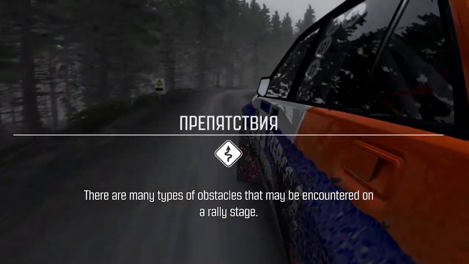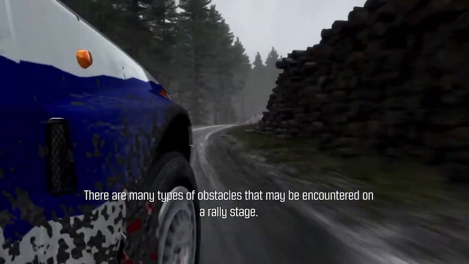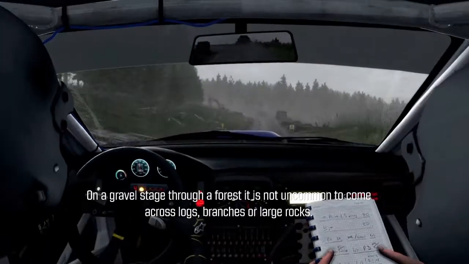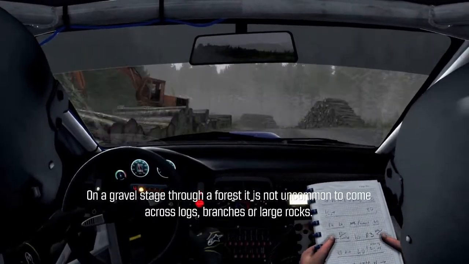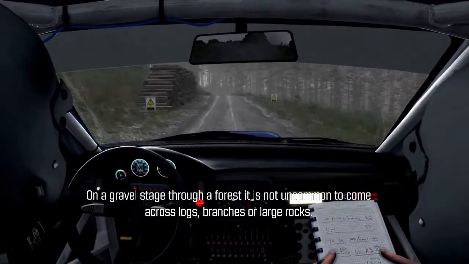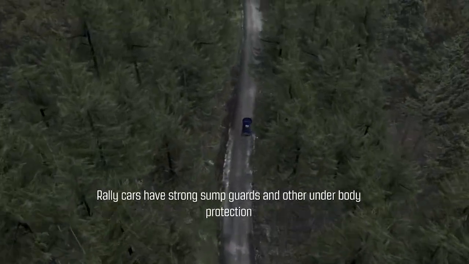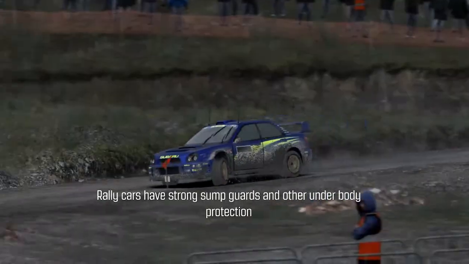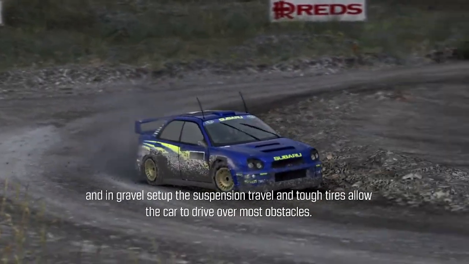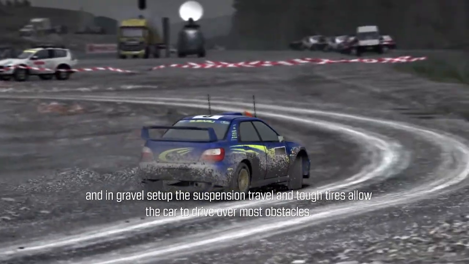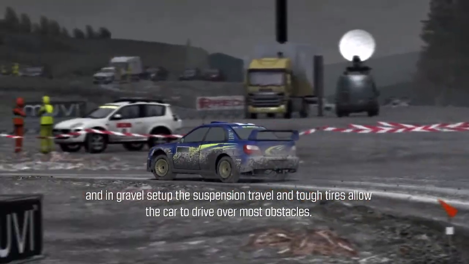There are many types of obstacles that may be encountered on a rally stage. On a gravel stage through a forest, it is not uncommon to come across logs, branches or large rocks. Rally cars have strong sump guards and other underbody protection, and in gravel setup, the suspension travel and tough tyres allow the car to drive over most obstacles.